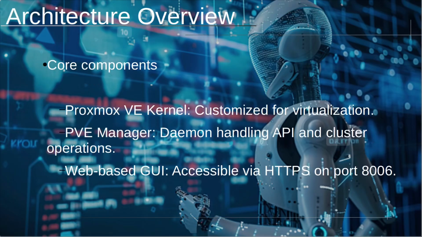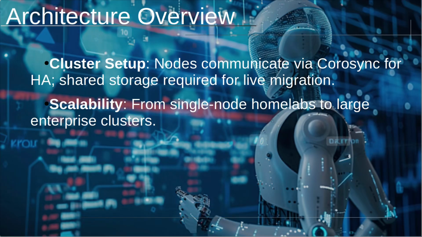The architecture overview of Proxmox VE is that first you have core components, Proxmox VE kernel, for instance, customized for virtualization, and then PVE manager, daemon handling API and cluster operations, and then finally web-based GUI accessible via HTTPS on port 8006. Cluster setup: nodes communicate via Corosync for high availability. You have shared storage required for live migration, and then scalability from single node home labs to large enterprise clusters is possible.